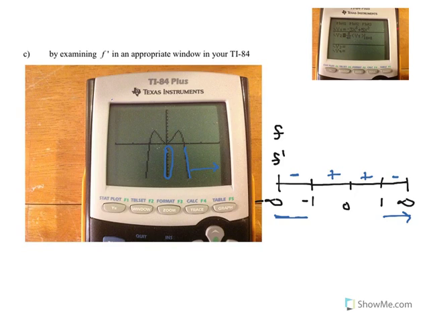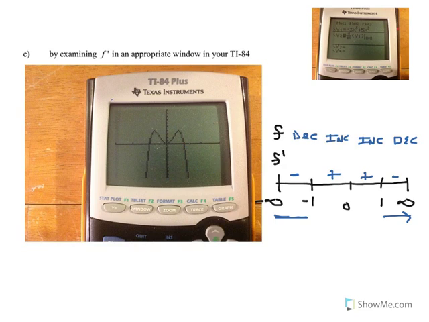And what does that tell us about f? It means f must be decreasing, increasing, increasing, and decreasing. Same information we got back in part A when we did it all by hand, but this was just kind of skipping over the algebra and just looking at a graph of f single prime.